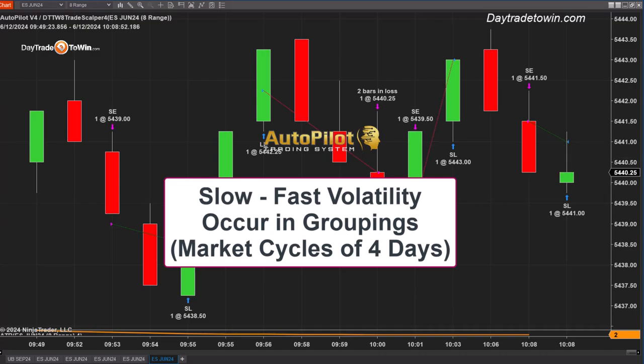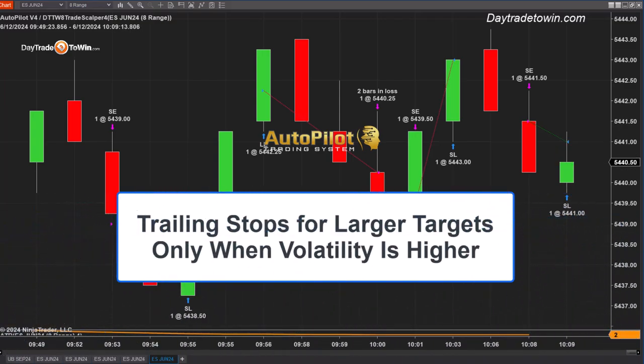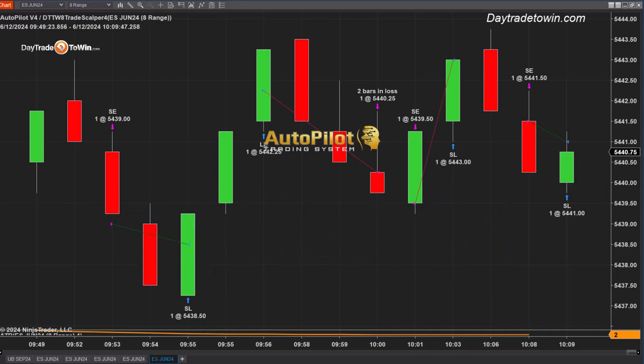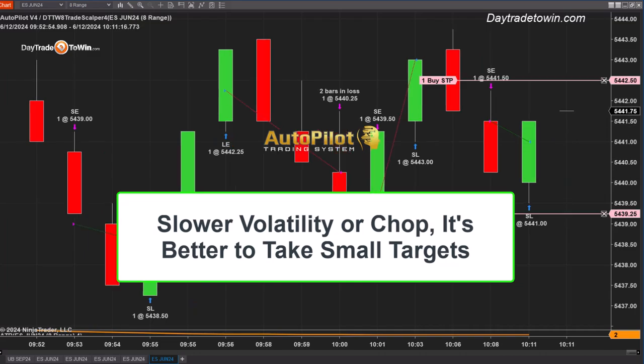Because typically days of volatility occur in clumps of 4 days, where it's slow or fast. So if yesterday happens to be a slow day, then I could probably expect today to be exactly the same until it changes. So remember, days happen in groupings of 3 to 4 days in a row, with the volatility being slow or fast, or even if it's just normal, you can anticipate it in a 4-day cycle. I want to see a big move.